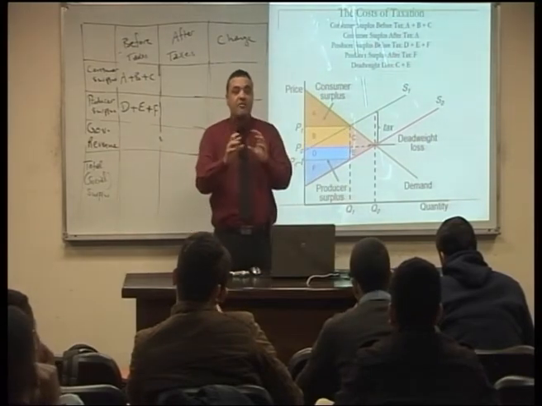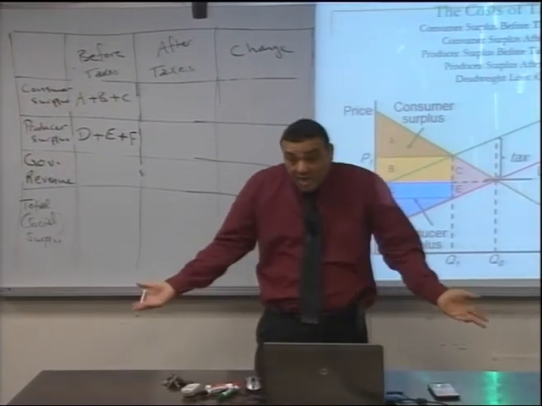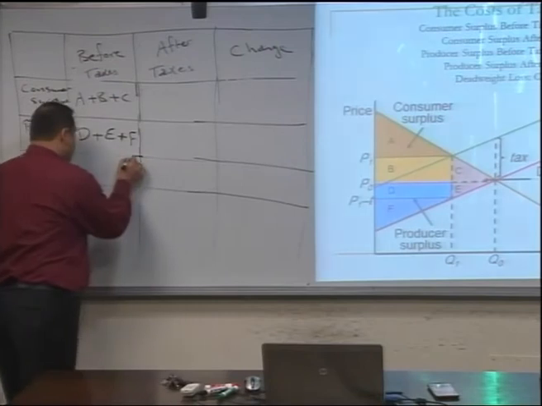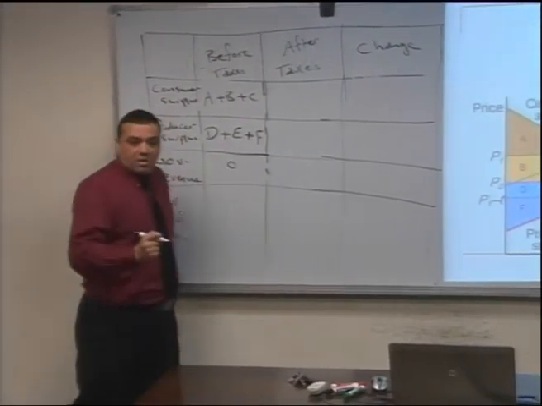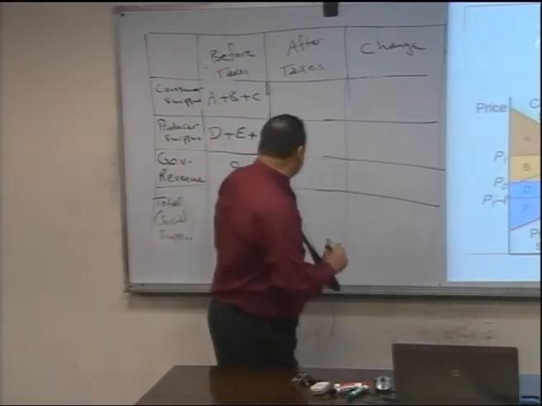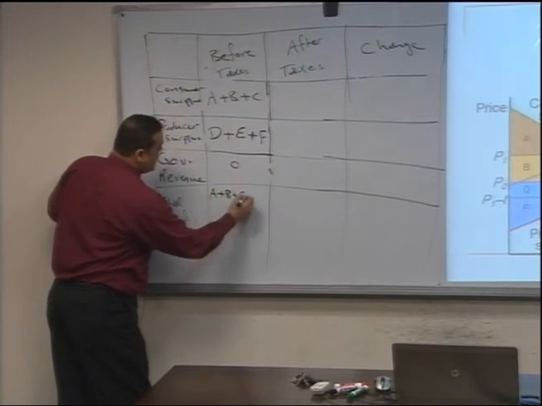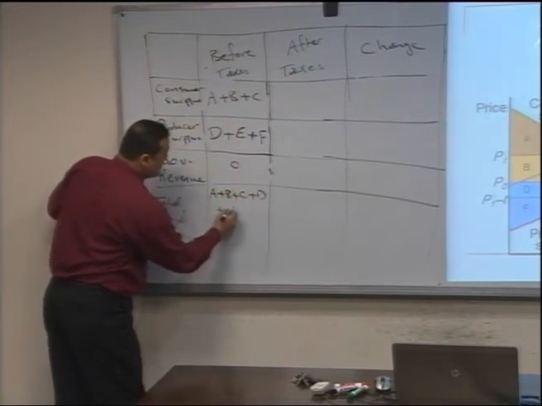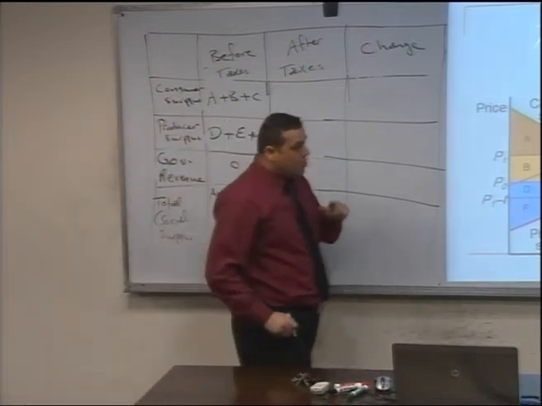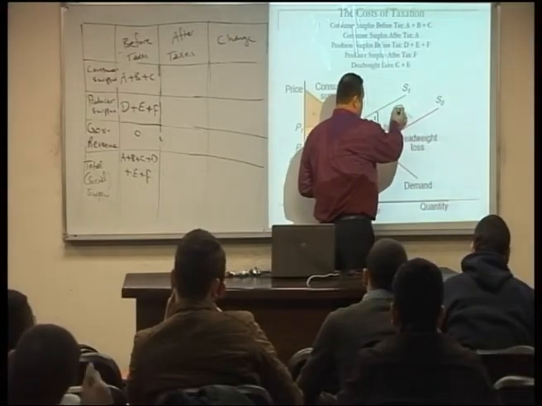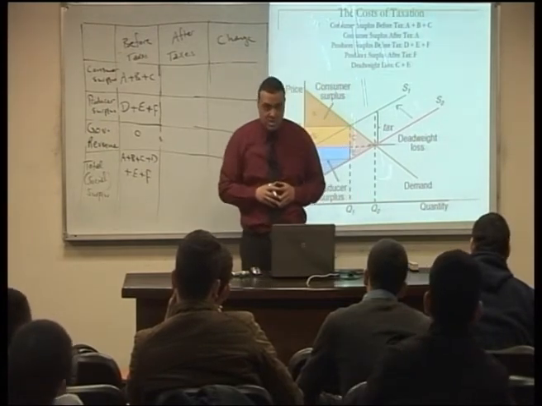How much is the government revenue of tax before imposing taxes? Zero, nothing. So zero here. So the total social welfare before setting sales taxes equals A plus B plus C plus D plus E plus F. That's it. Now, according to our assumption, let us assume that the government decided to impose sales taxes.